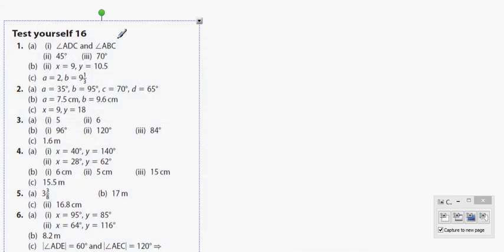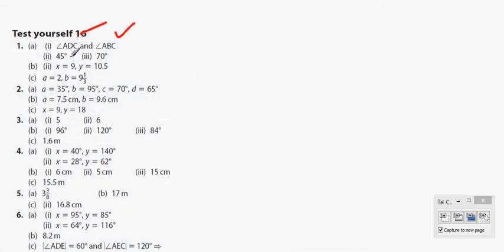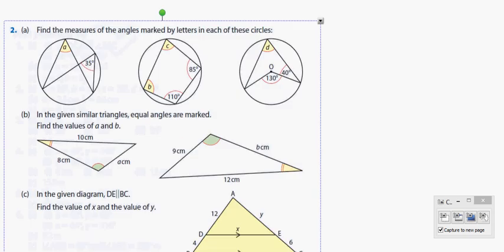Let's find out. ADC, ABC, 45 degrees and 70 degrees. So we're correct there. Okay, next one. Find the measures of the angles marked by the letters in each of these circles.